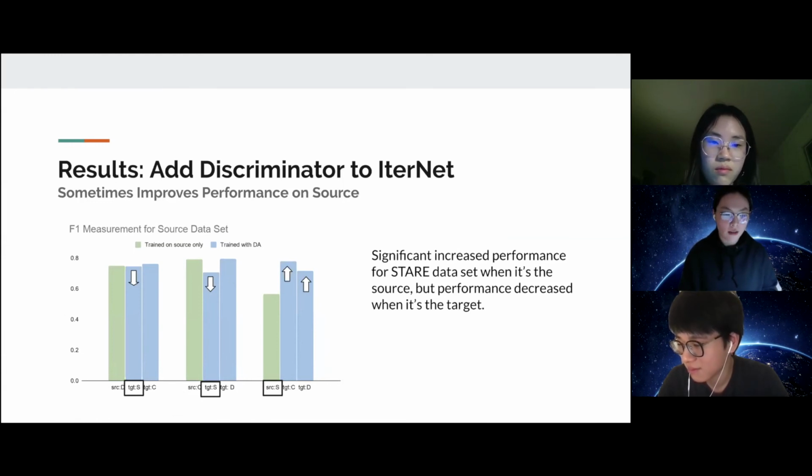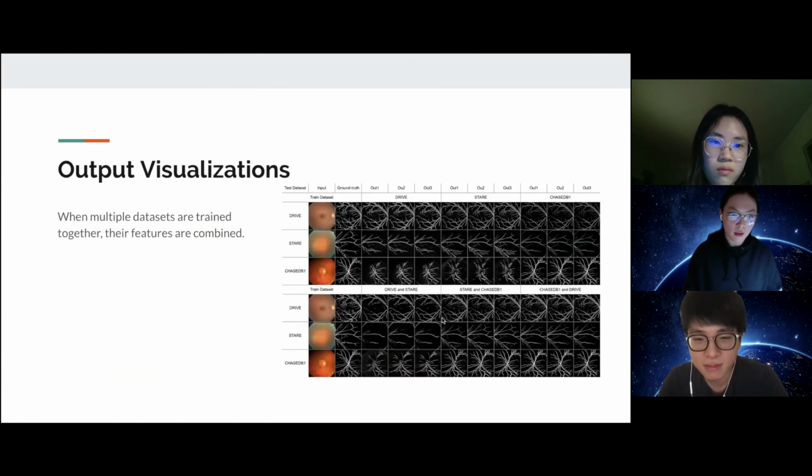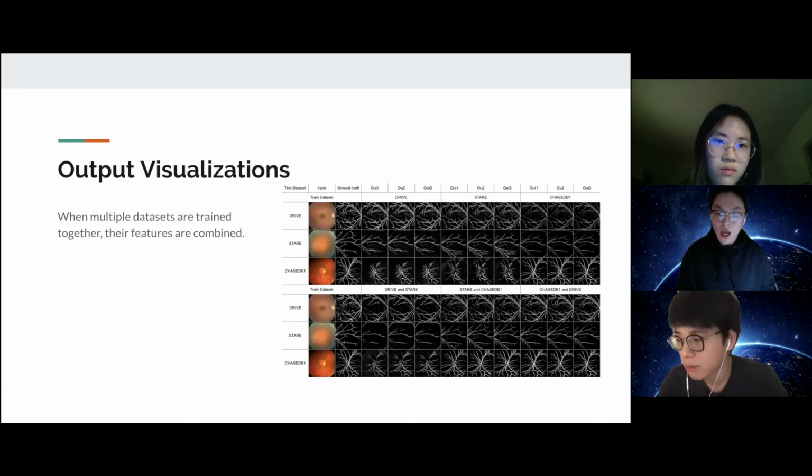To have a more direct understanding, we print out the visualizations on different layers. Here is a table of visualizations of the outputs of each UNet module. The model is trained separately with a single dataset or 2 datasets combined, and then tested on each individual dataset. As suggested in these results, when multiple datasets are trained together, their features are combined. For instance, the labelings in the STARE dataset are sparse compared to the other 2 datasets. So when DRIVE and STARE are trained together, the output labelings are sparser than the DRIVE dataset trained alone.